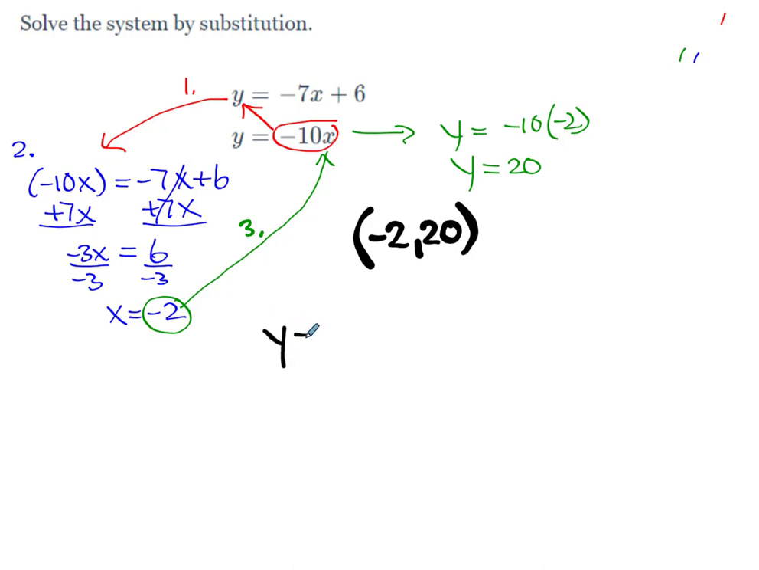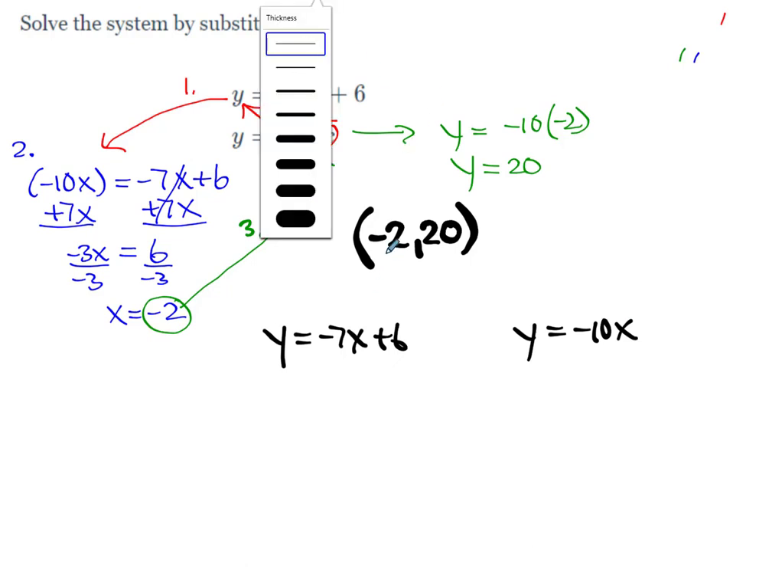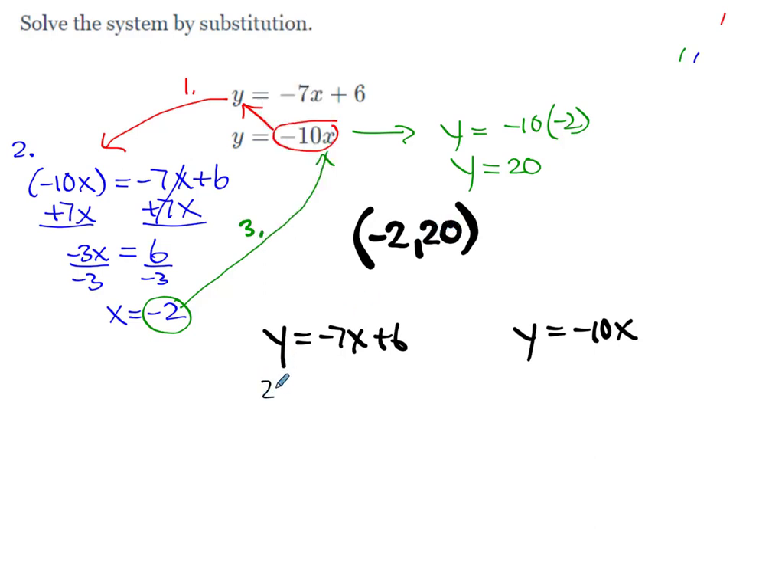So I'm going to write y is equal to negative 7x plus 6. And then the second equation is y is equal to negative 10x. And what I'm going to do is substitute my y value of 20. So I've got 20 is equal to negative 7. In for x is going to go negative 2 plus 6. So all I did was substitute x and y into the equation. And then I'll do the same thing for the second equation.